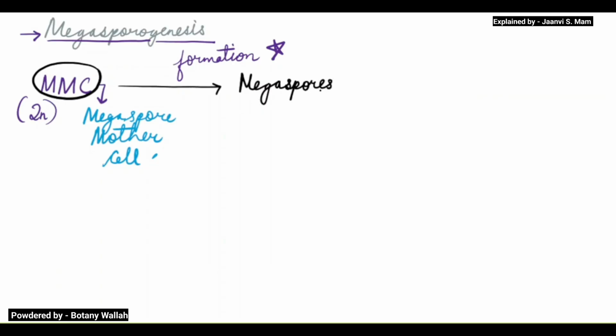And megaspores will be haploid. This will undergo cell division again, and after undergoing cell division, you will get a number of cells. We will surely discuss this. So let's speak about the detailed process. I will write on the next slide.